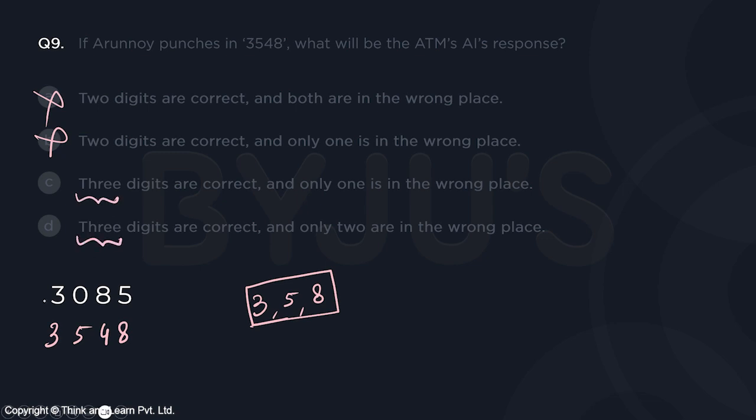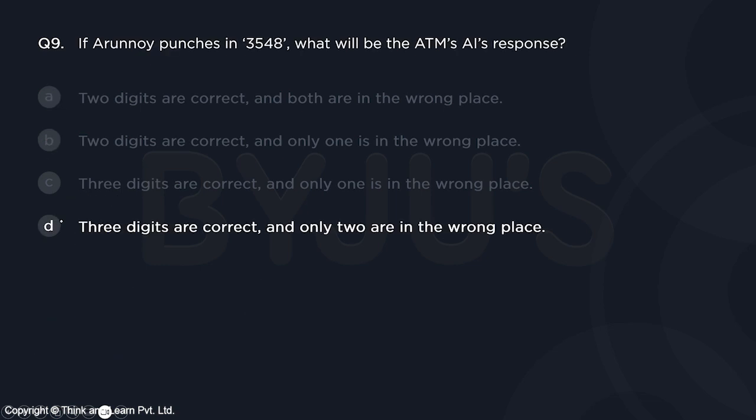Now how many of them are in the wrong place? 3 is in the right place, 5 is in the wrong place, 8 is in the wrong place. So 2 of them are in the wrong place. So my answer is option D, that 3 digits are correct and 2 of them are in the wrong place. D option is the right answer.